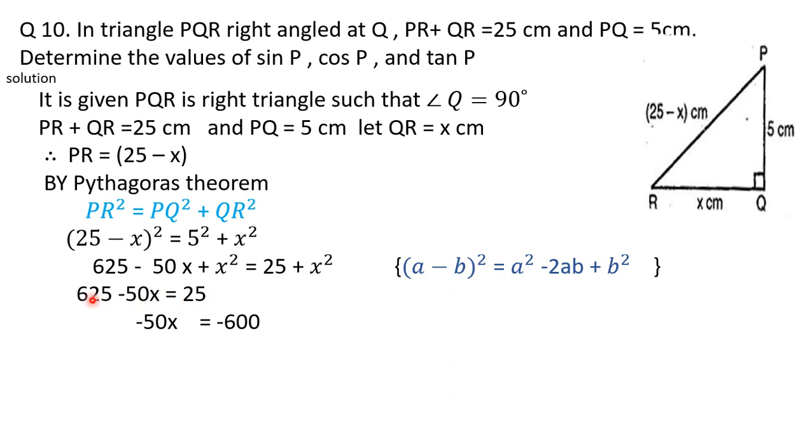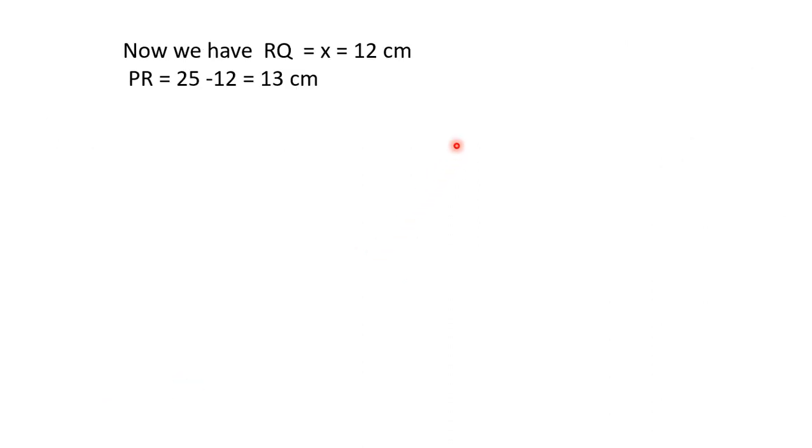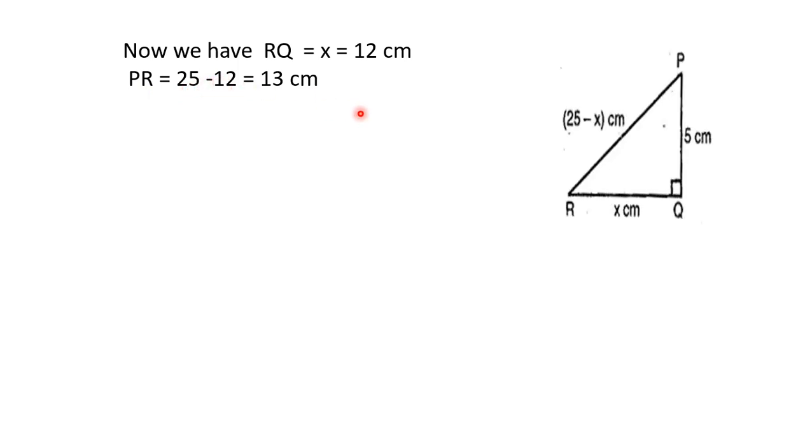Now after this 625 will transpose to the right hand side, so it will become 25 minus 625, and subtraction is minus 600 is equal to minus 50x. Now on both the sides there is a negative sign, so they will cancel out. So 50x is equal to 600. Then we get x is 600 upon 50, so x is 12. Now x is equal to QR, so we have the value of QR is 12 centimeter, and PR we can find as 25 minus x, that is 25 minus 12, which is equal to 13 centimeter.